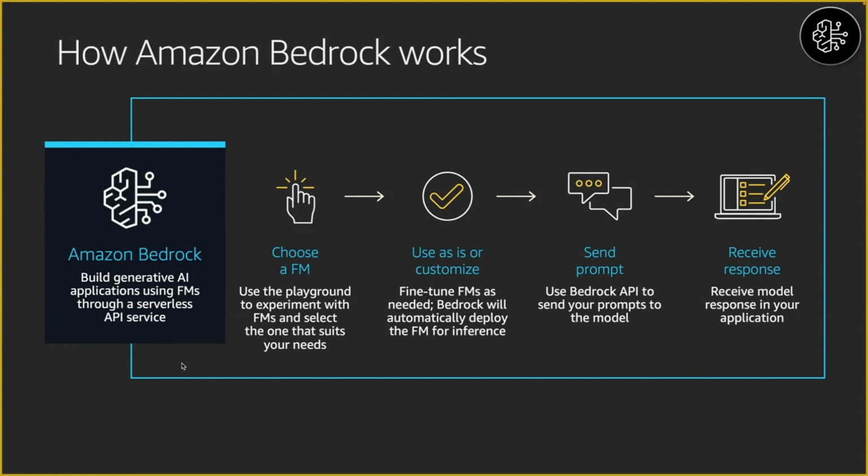Let's look at how Amazon Bedrock works. As you can see in the diagram, you can use the Amazon Bedrock Playground option to experiment with the foundational models and select the one that best suits your requirement. Then you can fine tune this FM using the RAG, or retrieval augmented generation, technique, or you can use it as it is, whatever is coming from the foundational model.